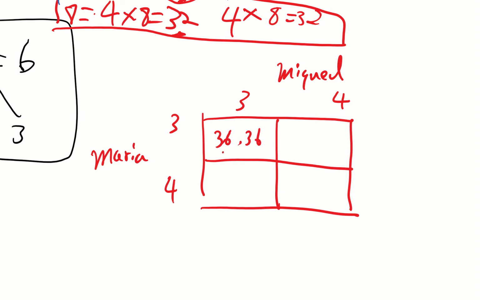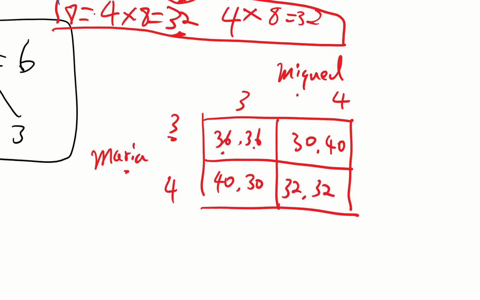By the way, the first number represents Maria, the second number represents Miguel. Okay, and then if Maria produces 4 gallons and Miguel does only 3, then Maria has a profit of 40, and Miguel has 30. And over here it will be reversed. So if Maria does 3, Maria will have 30, Miguel has 40. And last one, if everybody does 4 gallons, then the total will be 32 for each person.